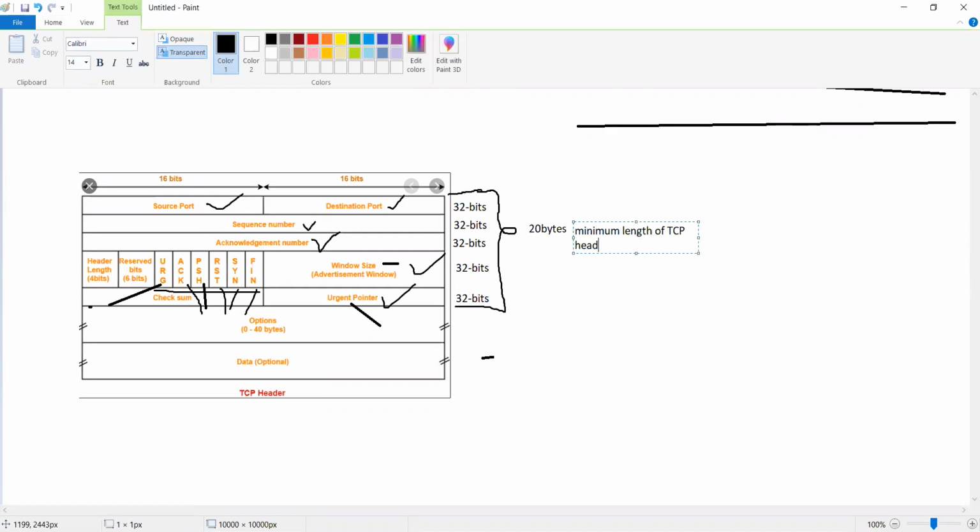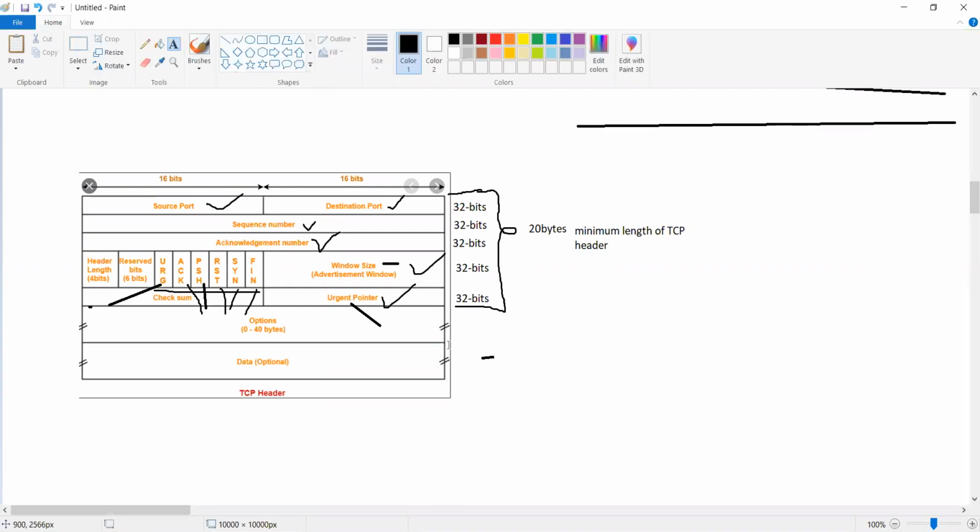Now, these options are extra fields which are added if the header is more than 20 bytes. Not only that, we have discussed something about MSS, right? That MSS is inside this options field only. It is a 0 to 40 bytes options field. And this is the data which is received from upper layers, meaning layer 5, layer 6, and layer 7.